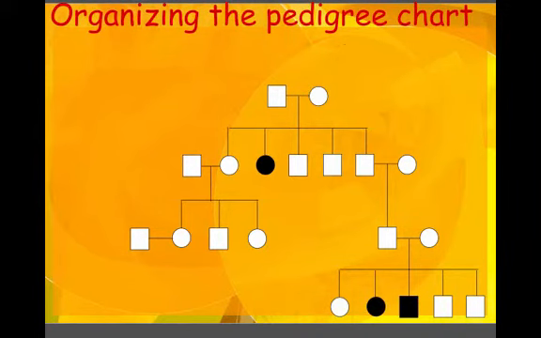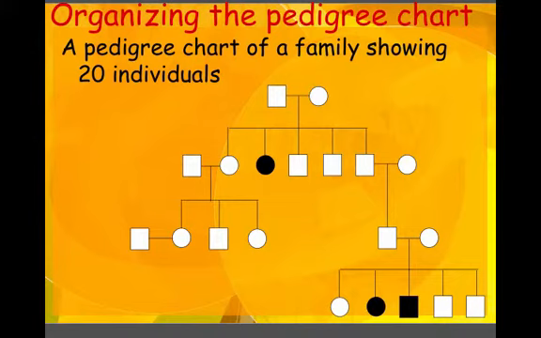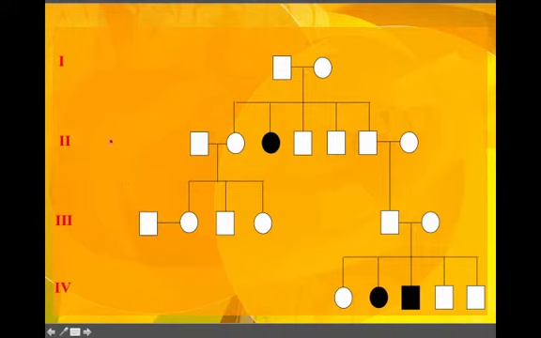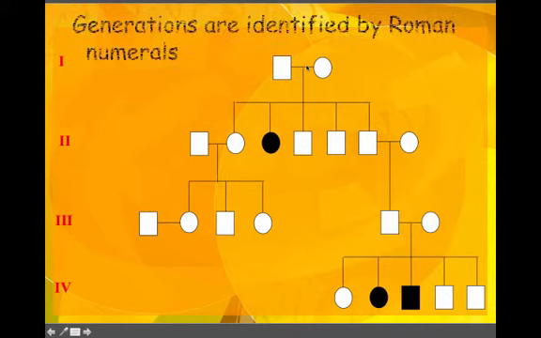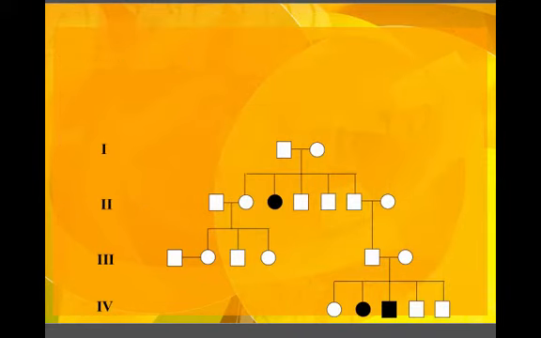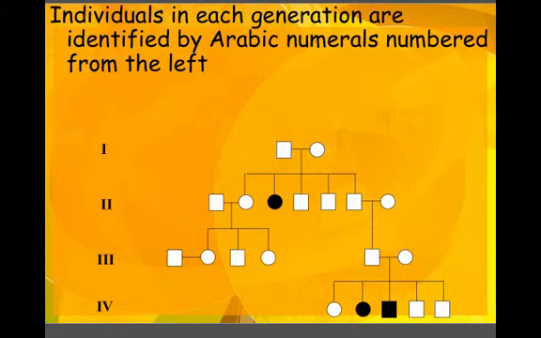When I organize my pedigree chart, the pedigree chart in this particular case is showing 20 individuals. Each of these Roman numerals on the side are showing me the generation of the family. So Roman numeral 1 tells me that individual 1 and individual 2 are of the first generation. Individuals in each generation are identified by Arabic numerals, meaning the numbers that you're used to seeing, and they're numbered from the left to the right.